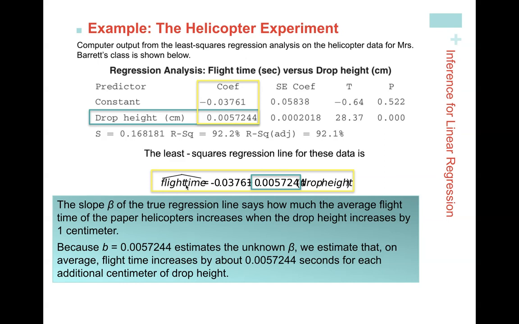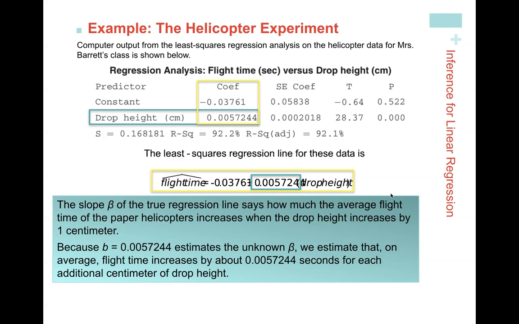So here's the equation of your sample regression line. Predicted flight time is equal to negative 0.03761 plus your slope. Not a whole lot of slope, that's almost a zero slope, and the intercept is also very small. Actually, the intercept should really be zero, because at a drop height of zero, the model predicts a flight time of, well, you can't really have a negative flight time, so that's just close to zero.